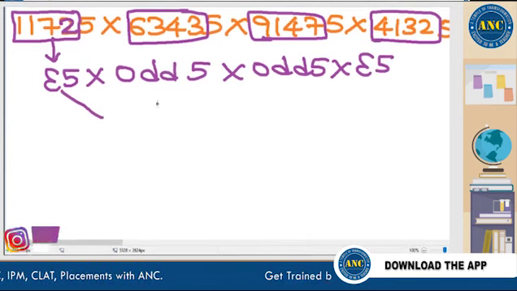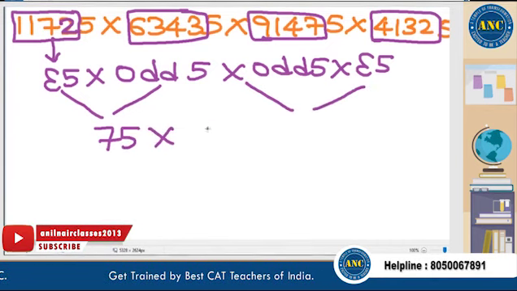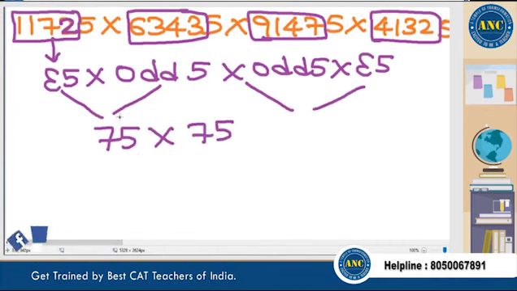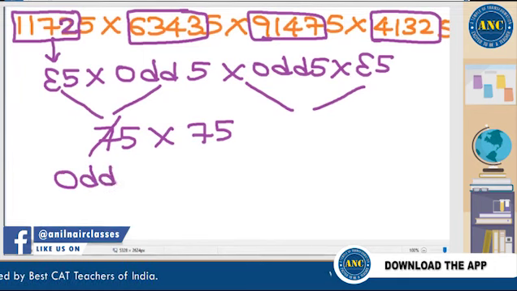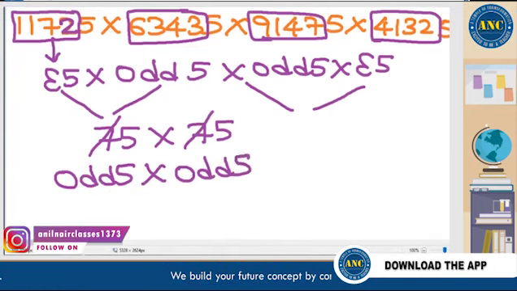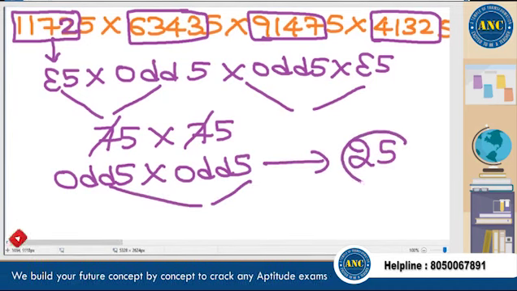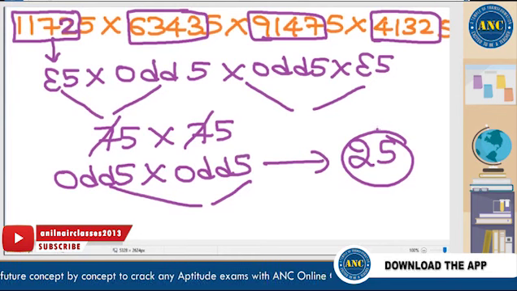Just now I told you even and odd are different, 75. Odd and even different, 75. In 75 again 7 is an odd number. Odd number ending with 5, into this 7 is an odd number ending with 5. Odd and odd same. What should be the value? 25. Answer is 25. Very simple.